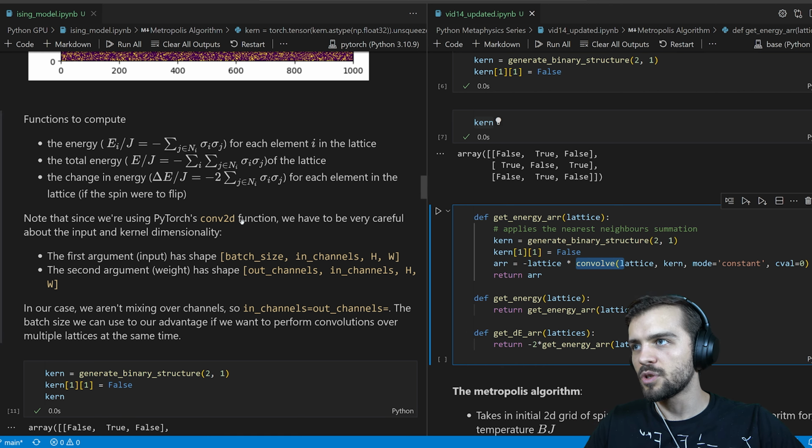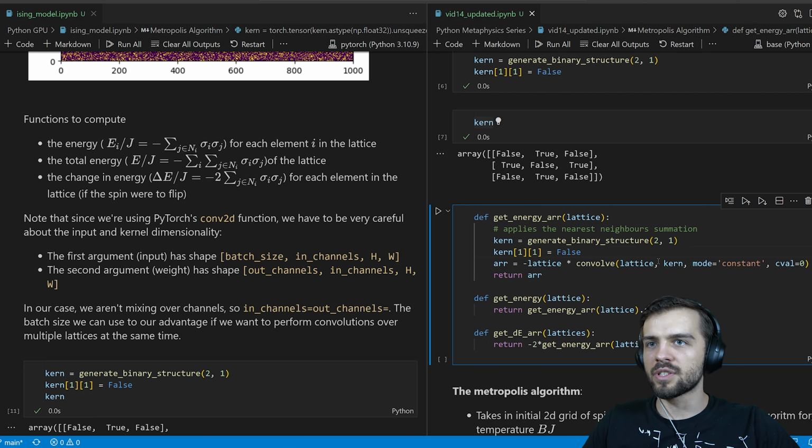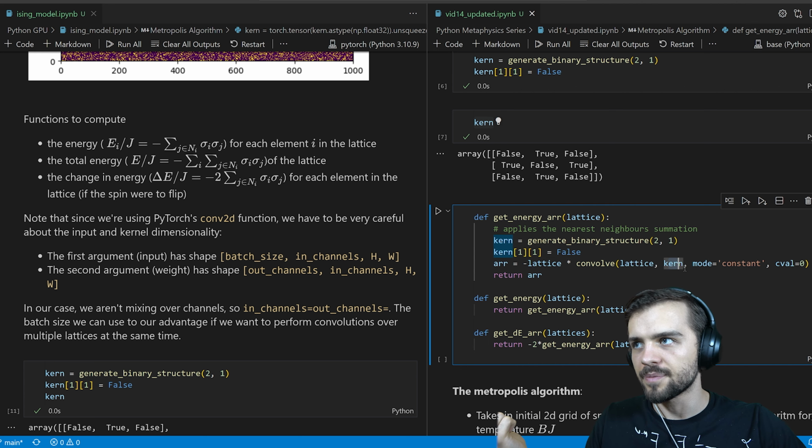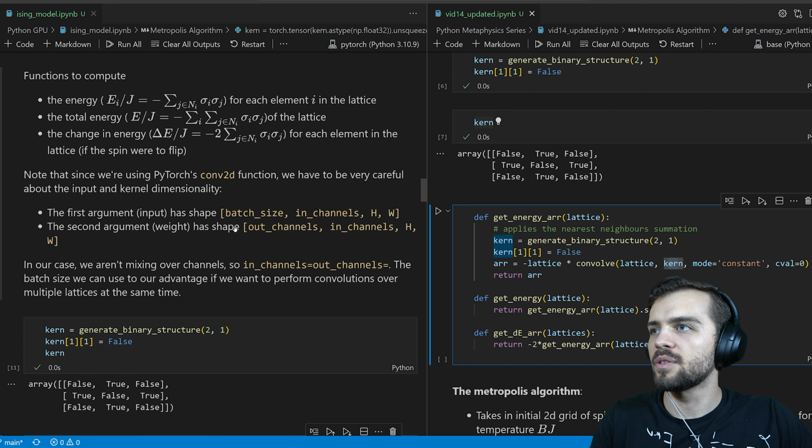So how does the conv2D function work in PyTorch, which is the one we're importing? Well, of course, in the simple convolve case, you give a 2D lattice and a 2D kernel, and it will convolve it. Now with PyTorch, the arguments are slightly different, and you have to pay attention to what the shapes need to be.